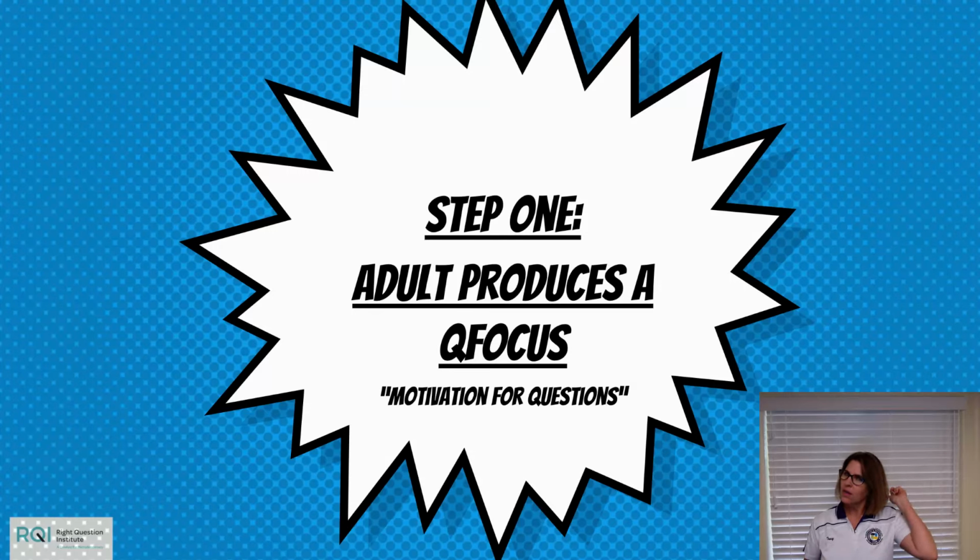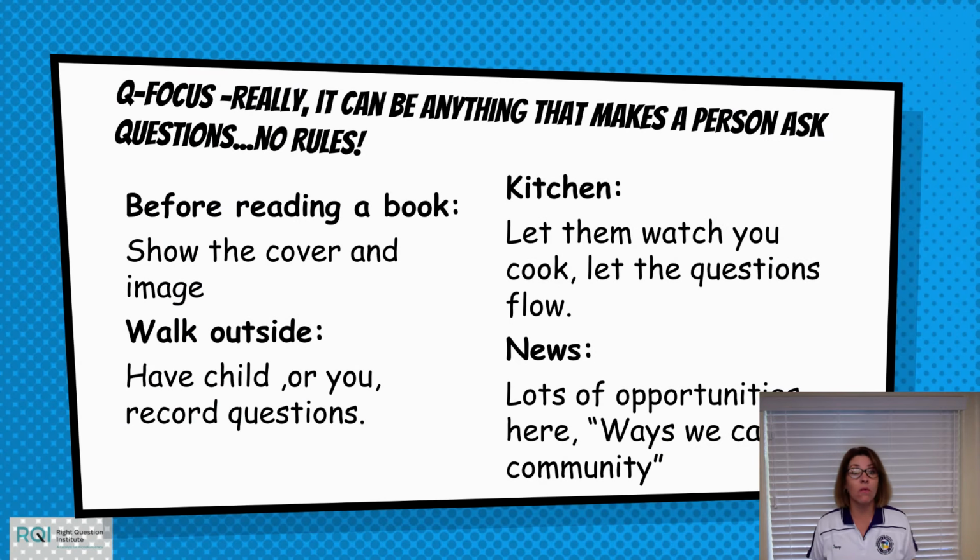So step 1 is the only thing the adult has to do. You need to produce a Q focus. What's a Q focus? It's motivation to ask questions. Really, it can be anything that makes a person ask questions. There's no rules. Before reading a book, you can show the cover and the image to your child or student and let the questions flow.